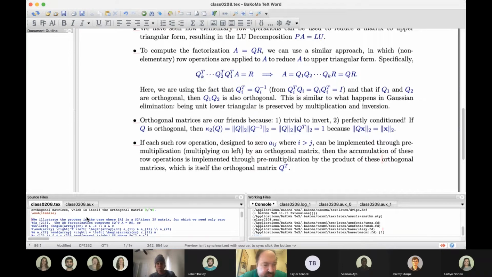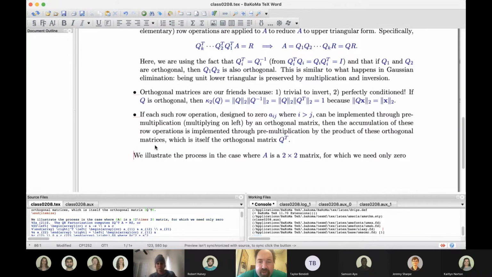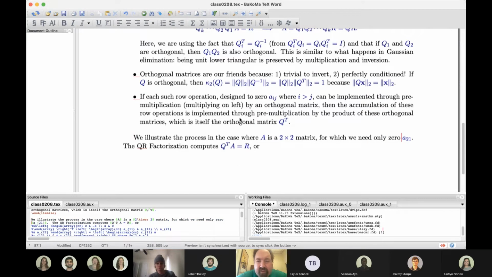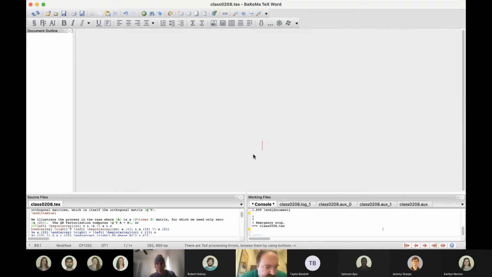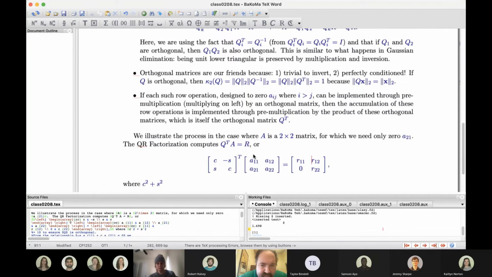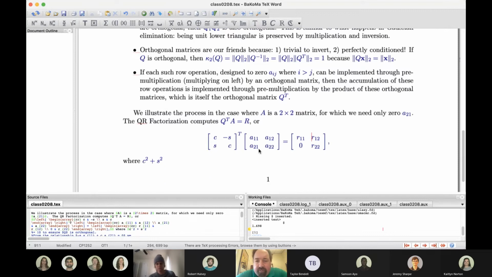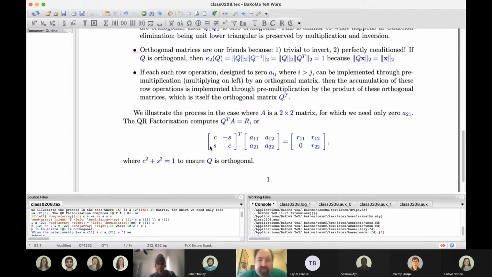So I'm going to work with a simple example, a 2 by 2 matrix. I need to make A upper triangular. And if it's 2 by 2, I only need to zero out one element. So here's my matrix A. I need to multiply it by a matrix of this form to make it upper triangular. So I just need to zero out this one entry here. Now I need to make sure that this matrix is actually an orthogonal matrix.